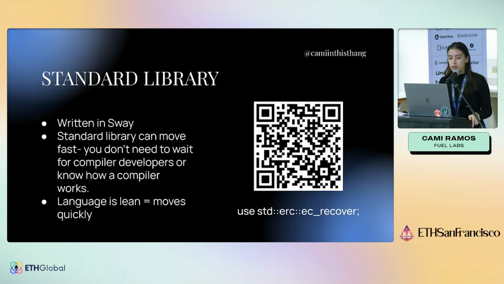So the standard library can move fast, and this is because you don't have to wait for the compiler devs to add features. For example, if you have an idea for a library, say for super scientific addition with 27 decimals, you can just write that library and it'll just work. You don't have to wait for the official compiler team to build that in and add support for it. You can just write that library yourself. Because the language is lean, it's able to move much more quickly.